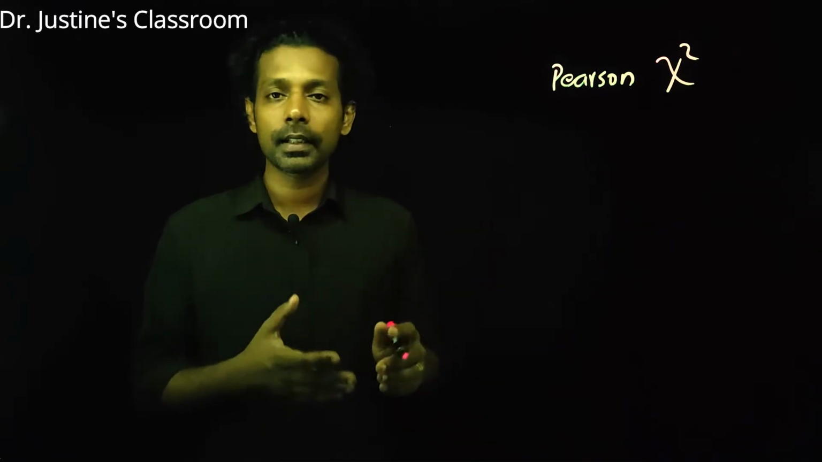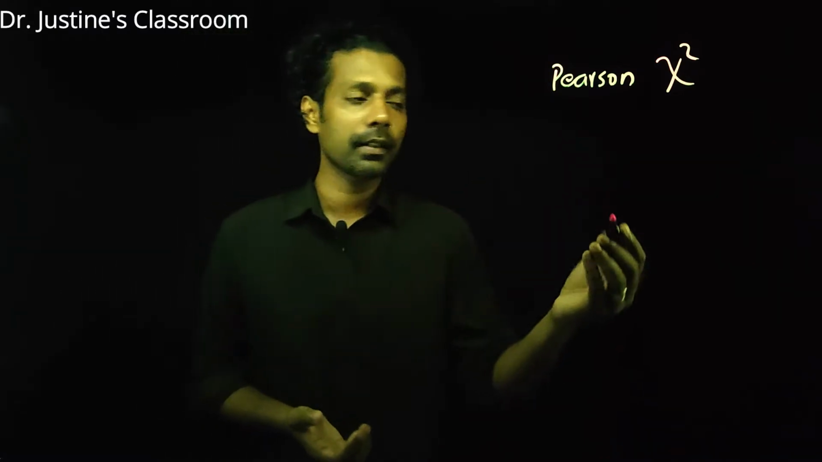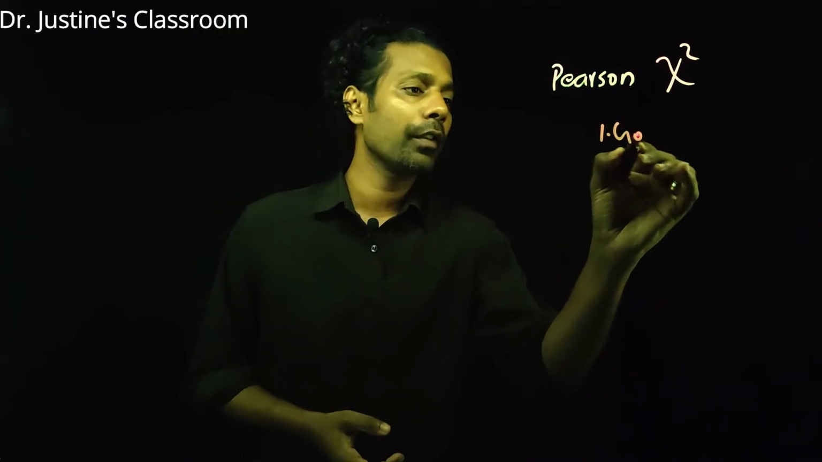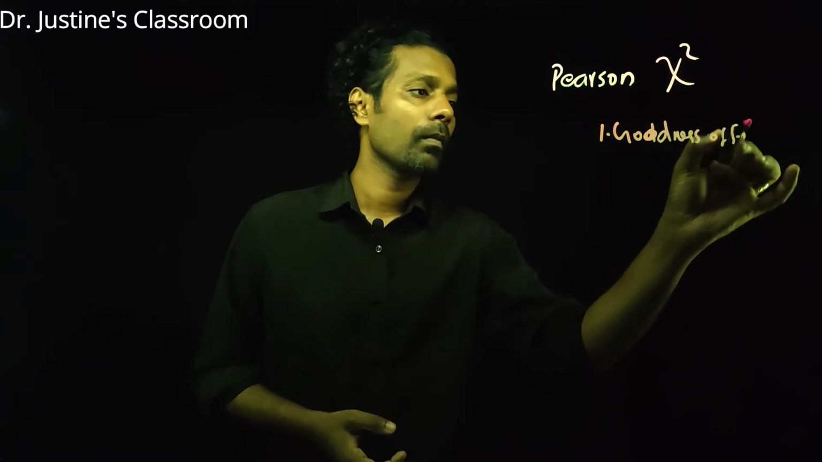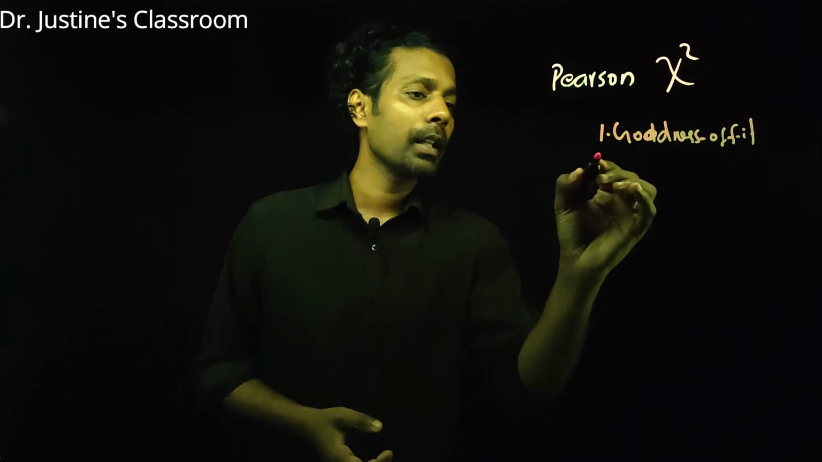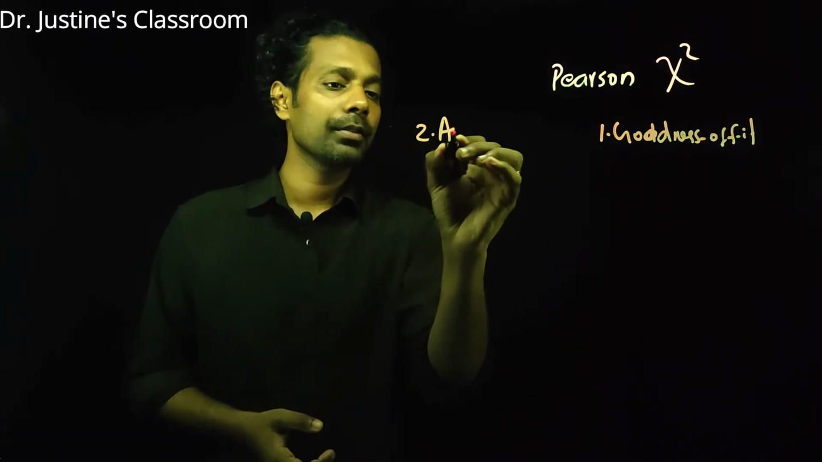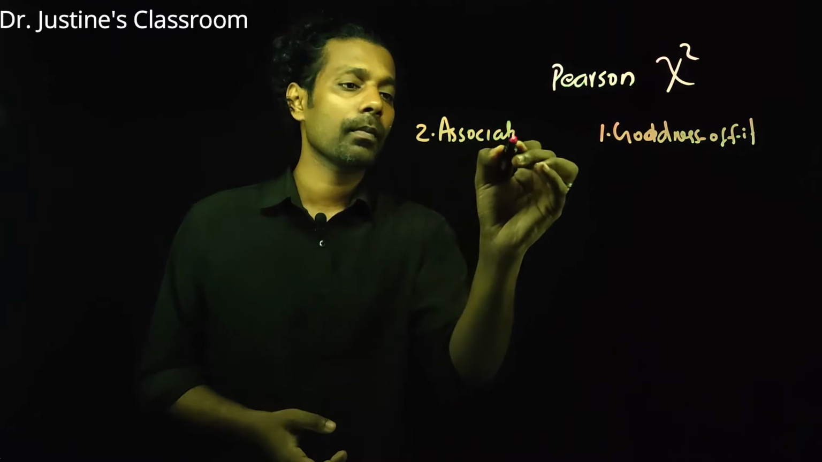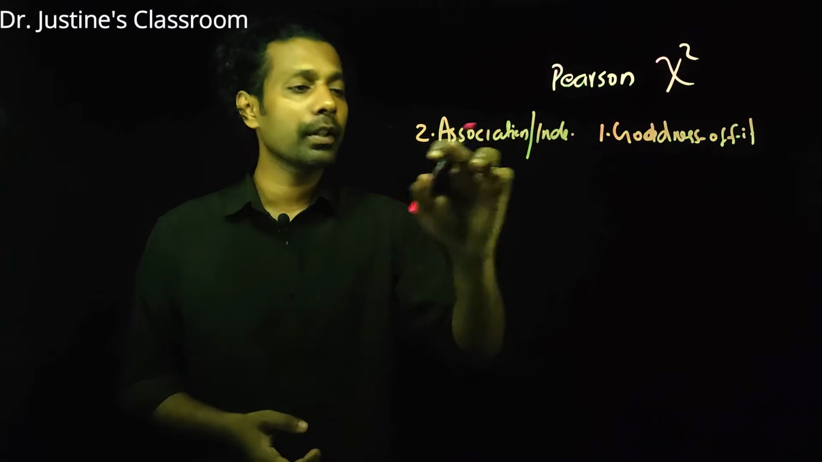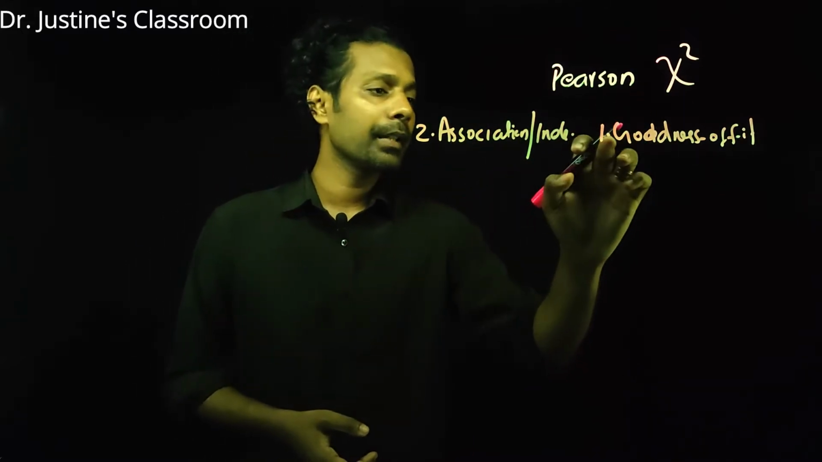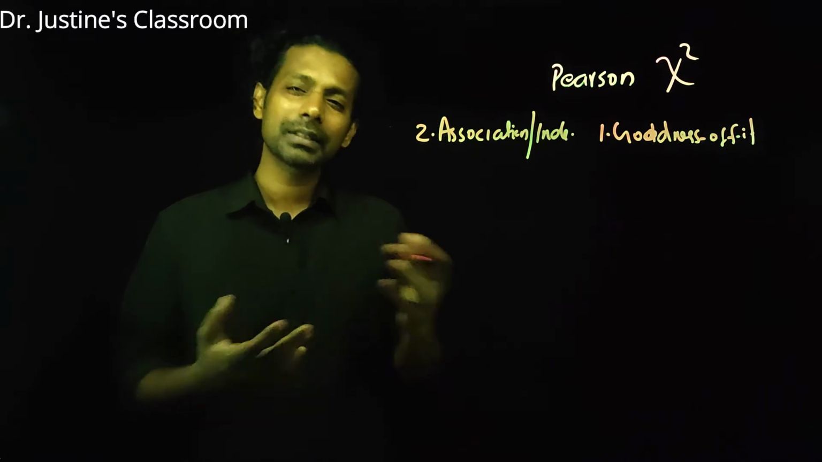So this kind of analysis is done when you have frequency data. Basically, you have two types of Pearson chi-square analysis. One is goodness of fit. This is the first pattern, and the second pattern is association or independence. So that means Pearson chi-square for association or independence, or Pearson chi-square method for goodness of fit. These are two ways in which we calculate Pearson chi-square, or generally the chi-square test.